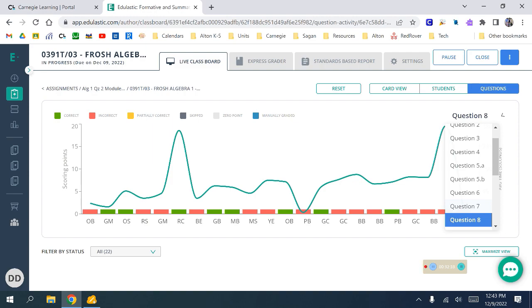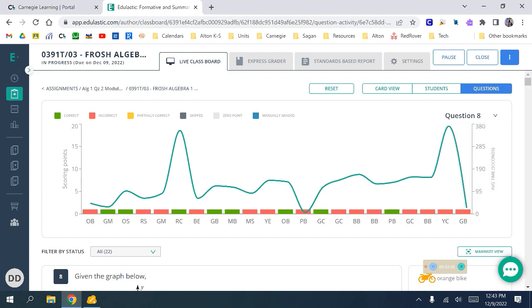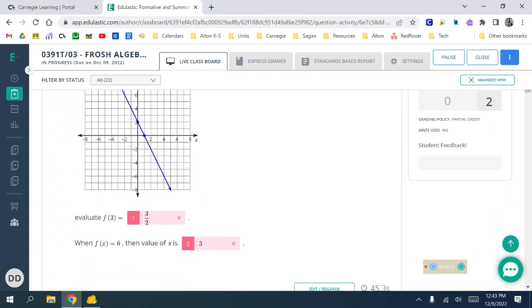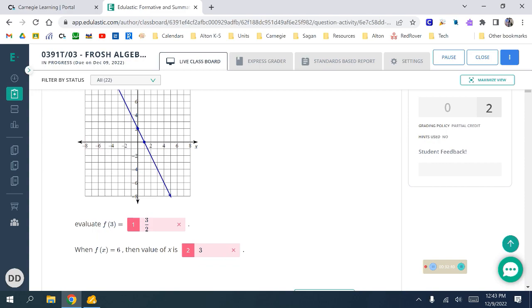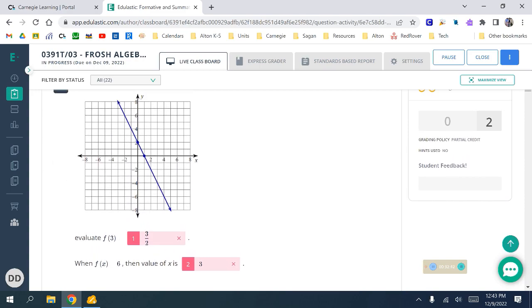Question 8. What in the world happened here, people? All right, let's run it. On question 8, you better have question 8 pulled up in front of you, because what I'm seeing right here for this particular kid, not even close. 3 halves. I don't know where that 3 over 2 is coming from, okay?